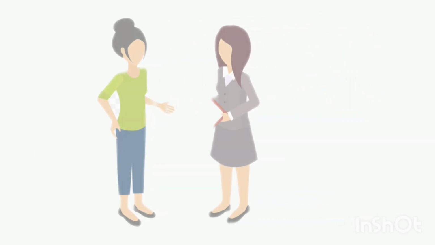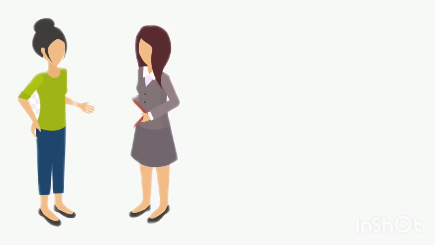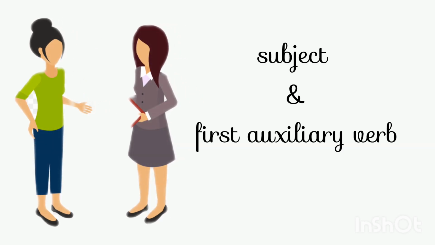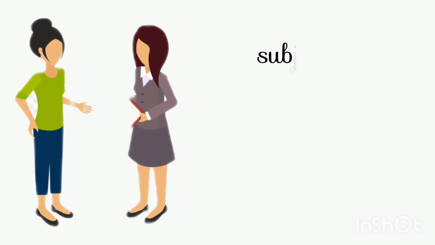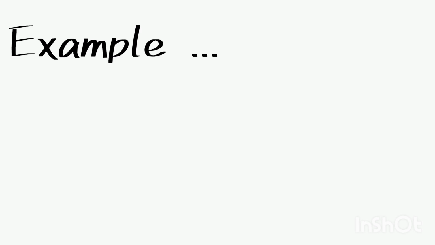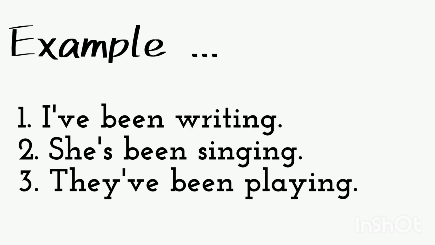When we use the present perfect continuous tense in speaking, we contract the subject and the first auxiliary verb. We do this in informal writing. You can check these examples.